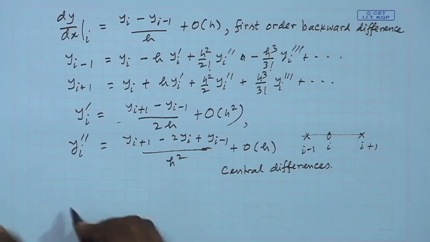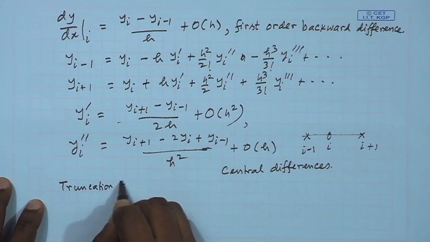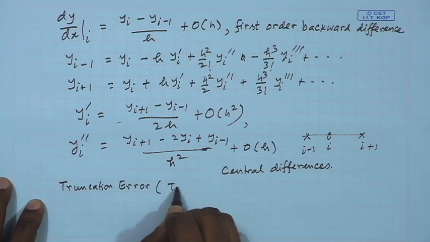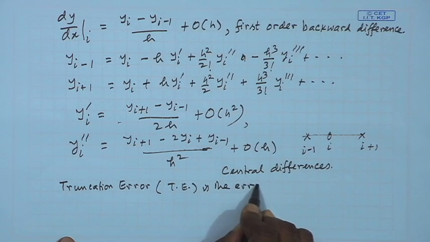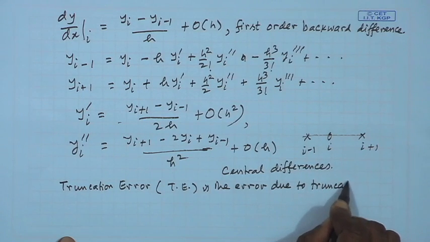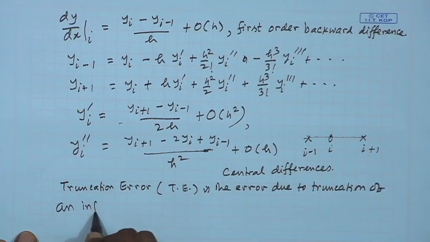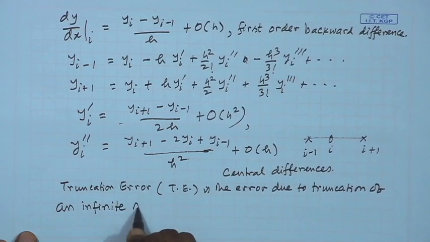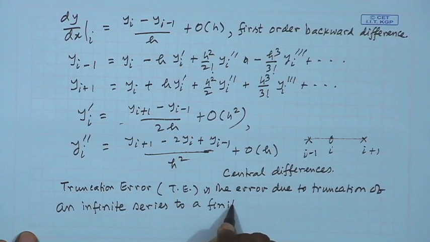So, the truncation error arises when we can write it in a very short form. In short, we have written the error due to truncation of an infinite series to a finite number of terms.